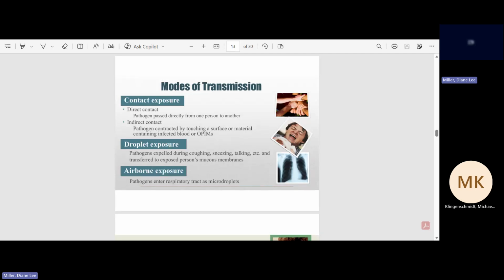Droplet exposures we see during cold and flu season, and this can occur when people are coughing, sneezing, or talking, as well as during eating. And these are larger droplets that will travel through the air into a person's mucous membranes. And then airborne exposures we see most commonly with COVID infections as well as tuberculosis. And these are microdroplets, so tiny droplets that leave our respiratory tract when we cough, sneeze, or talk, and will then travel through the air and go into somebody else's respiratory tract.